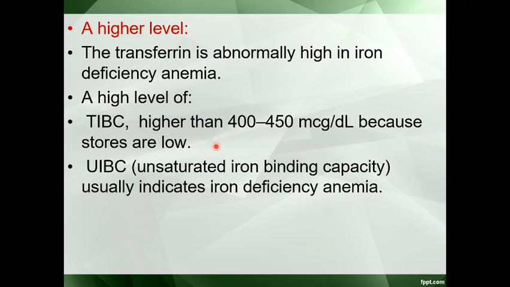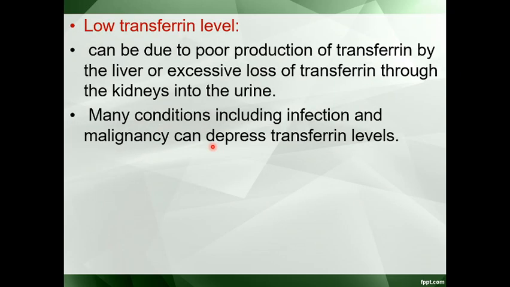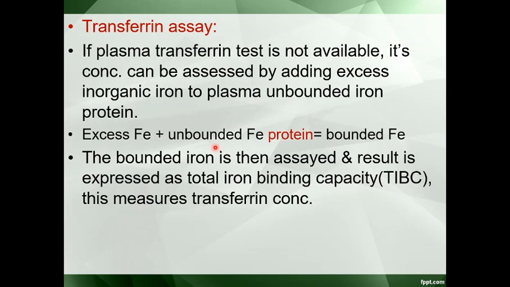I'll go back to the slide. Here you can see the unsaturated iron binding capacity will be high and the transferrin will be high, and obviously if you add excess of iron then you can see the bound TIBC will be increased. So when iron is deficient, basically transferrin and unbound transferrin will be high.